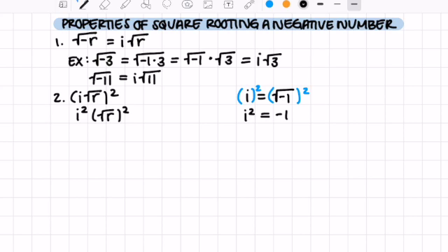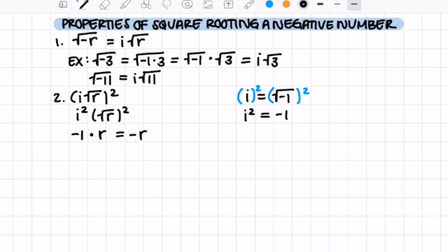If I do that, I get here -1, because we already said that i squared has to equal -1, multiplying with the square root of r squared, that just equals r. So we get here -r.